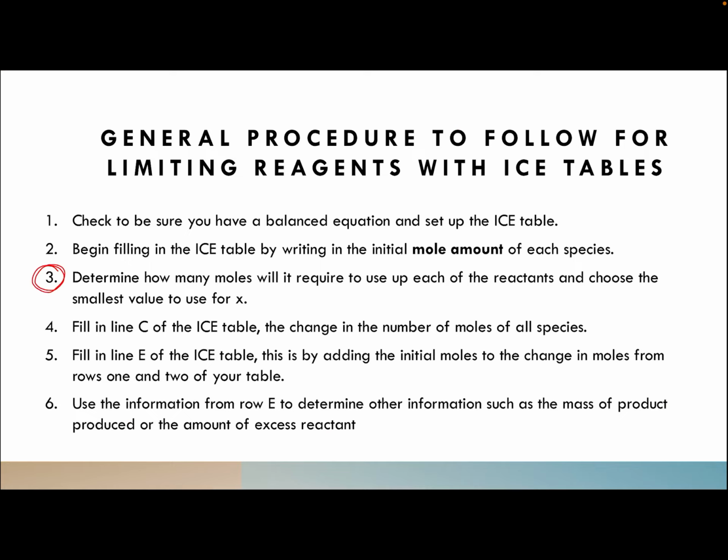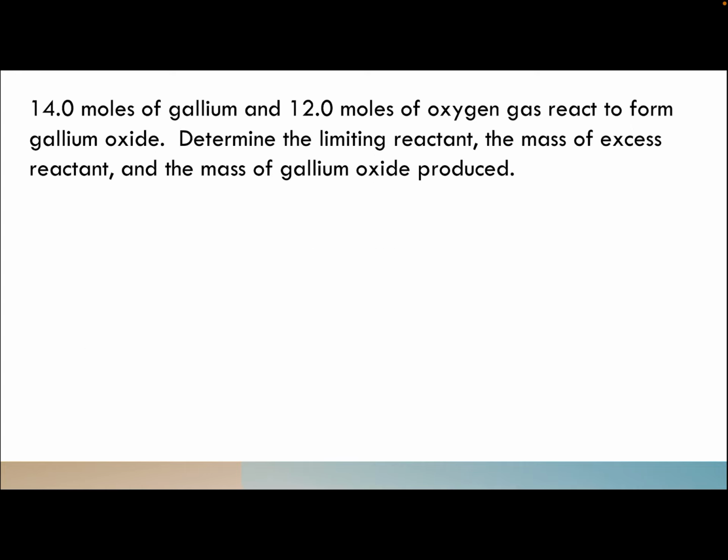We're going to spend a lot of time doing this. Then you're going to fill in your change line of the ice table, and then you're going to fill in the E line by adding them together, and then use the E line to figure out anything else you might need, maybe the mass of the product or the amount of the excess reactant or whatever the case may be. But this third line, that's the trickiest one. Anyway, let's go ahead and try this out. I think you'll find it's easier once we get going.